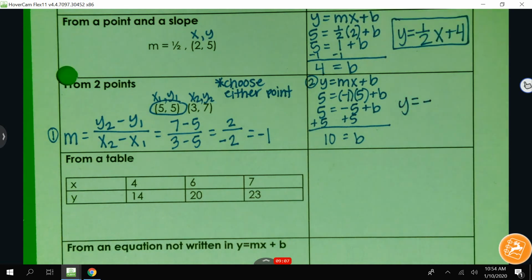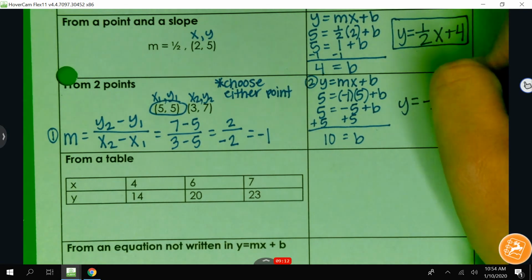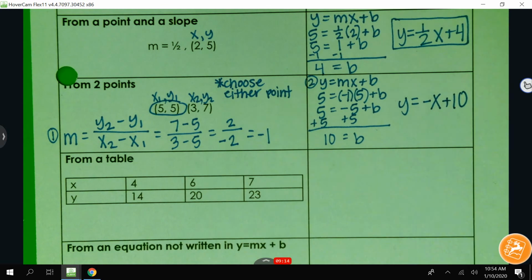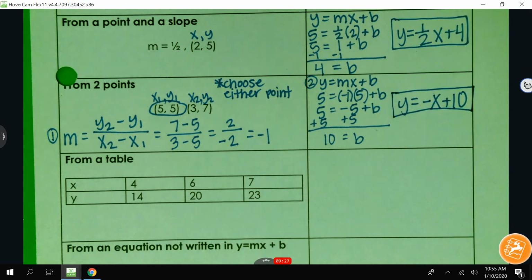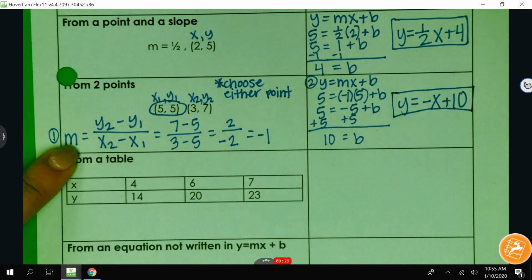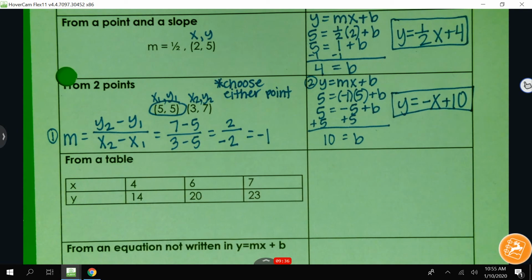Do I need to put that 1 necessarily? No. Can I just say negative x? Yeah, we're just going to say negative x, plus 10. If you put negative 1x, it's not that big of a deal. You can do that. Okay. But technically, fully simplified, should just be negative x. So that's my equation. So first you find your slope using your slope formula, y2 minus y1 over x2 minus x1, and then plug it in to your formula to find b. Okay. Questions?